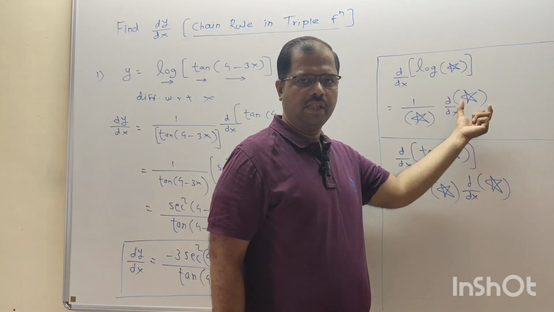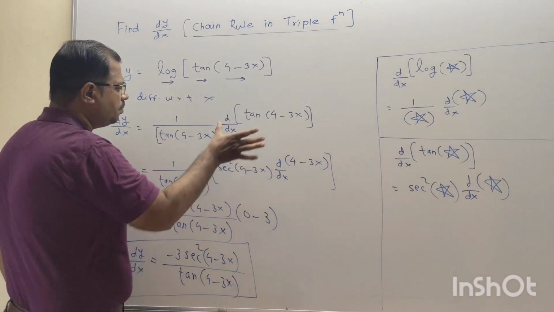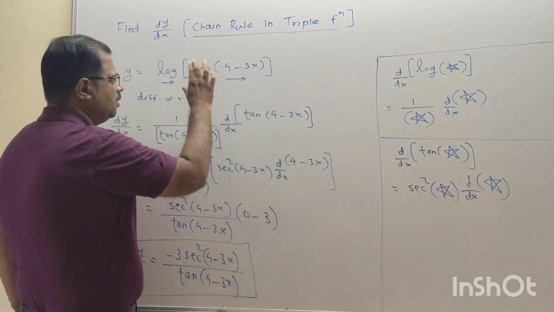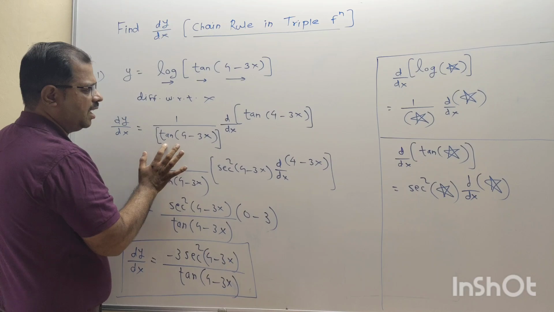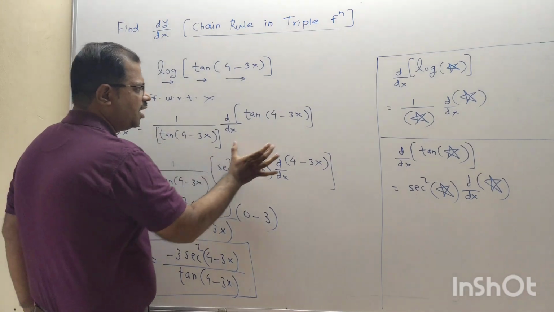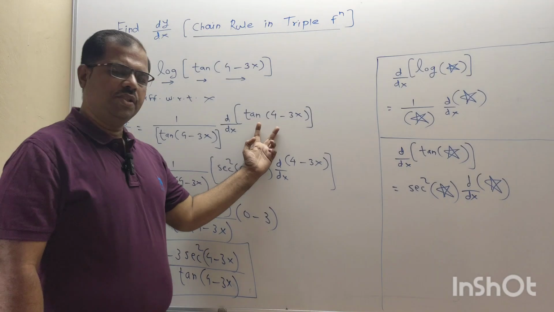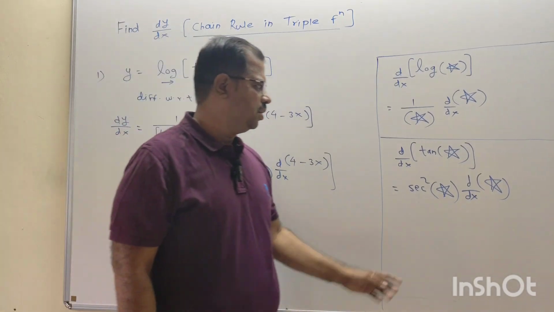into the derivative of this f(x), written in the numerator. The derivative of log of some term is 1 upon that term, into the derivative of this term in the numerator. So the derivative of log f(x) is 1 upon tan(4 minus 3x), into the derivative of tan(4 minus 3x) in the numerator. Now in this function, tan is the outer function and 4 minus 3x is the inner function.